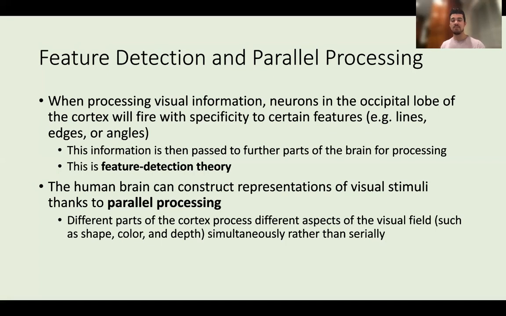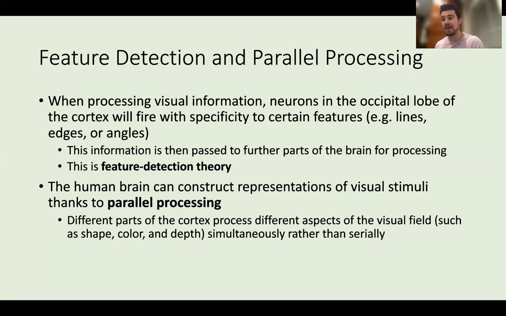So the information is then passed to further parts of the brain for processing after they are picked up by these parts of the cortex. And this is basically what feature detection theory is. The human brain can construct representations of visual stimuli thanks to parallel processing. So parallel processing and feature detection theory, you'll usually hear hand in hand. And it basically just says that different parts of the cortex process different aspects of the visual field simultaneously rather than serially. So we know from feature detection theory that different parts of our brain can process different aspects of a certain visual field.